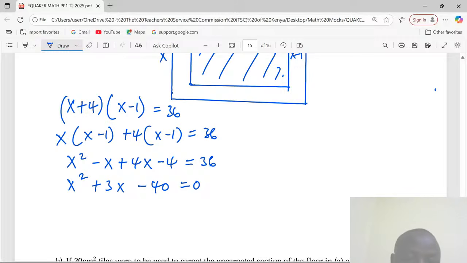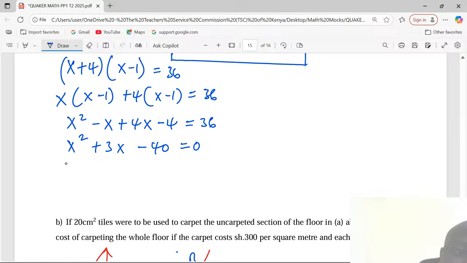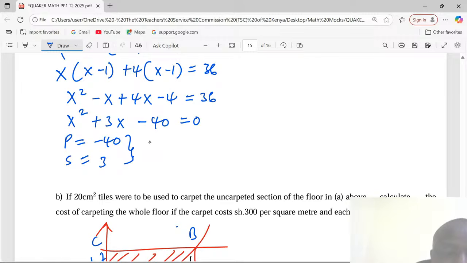With this, now we can proceed to solve. We need a product of a times c, negative 40, and a sum of the value of b, which is just 3. So the two factors multiplied give negative 40, they have to be 8 and negative 5. When added, positive 3. So x squared, we replace positive 3x with 8x minus 5x minus 40 equals 0.